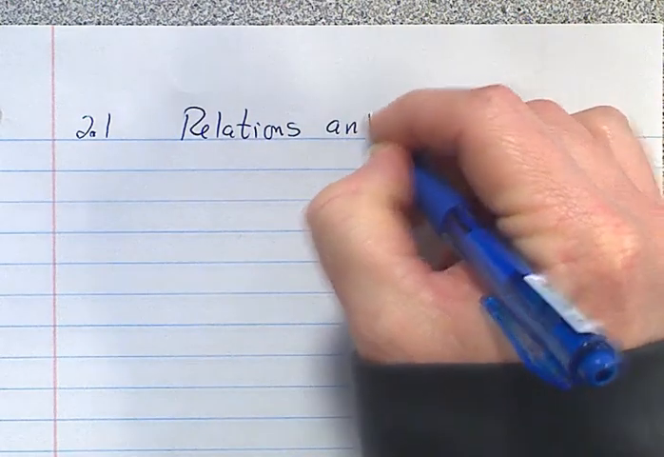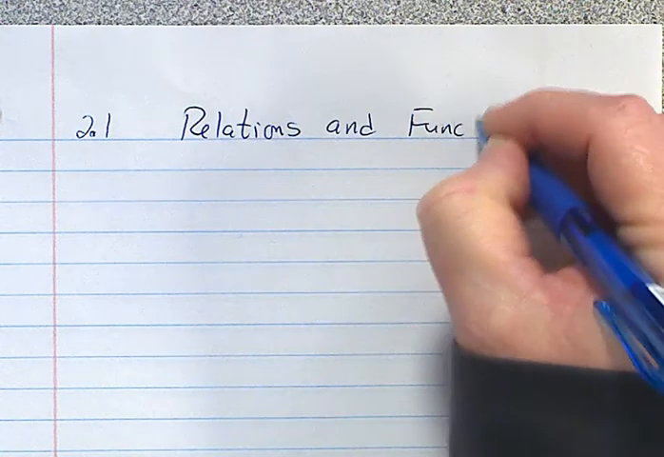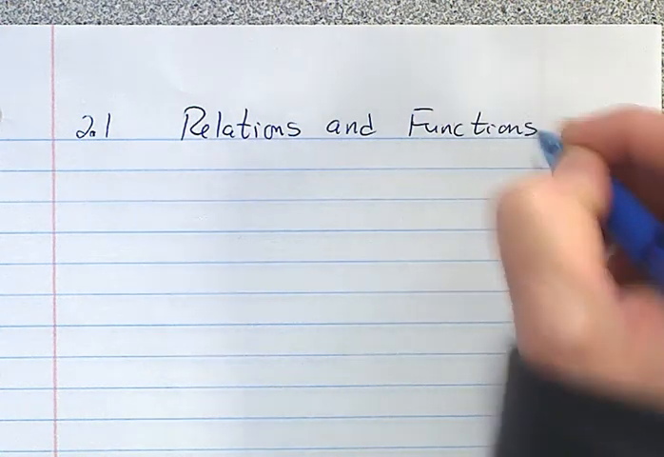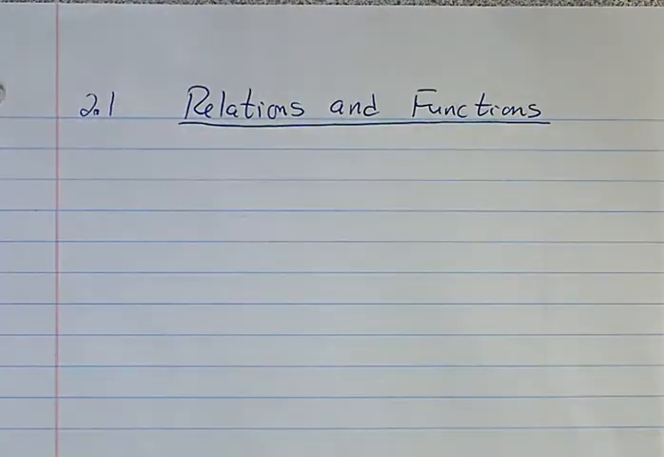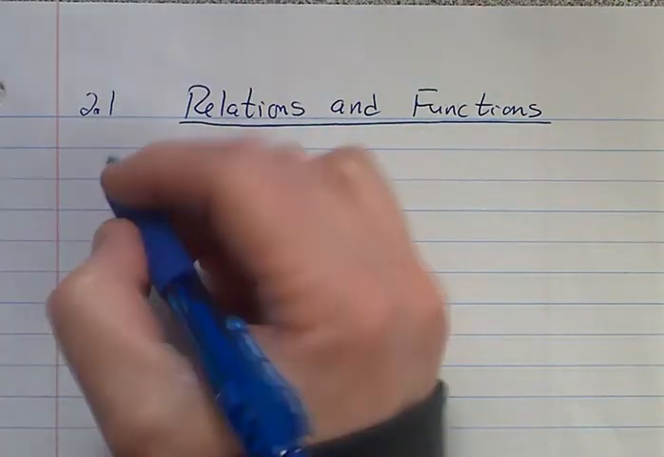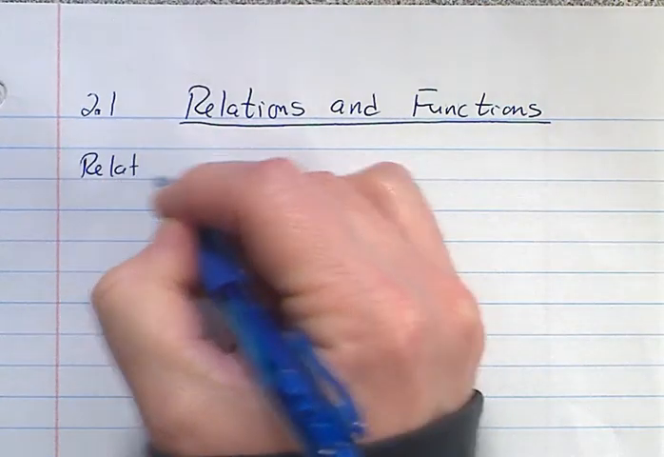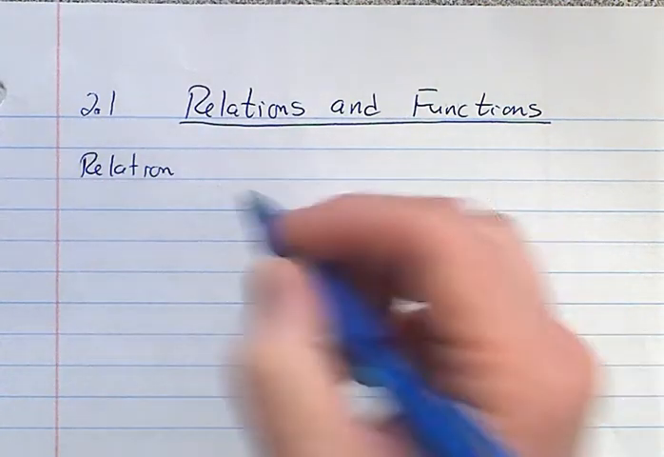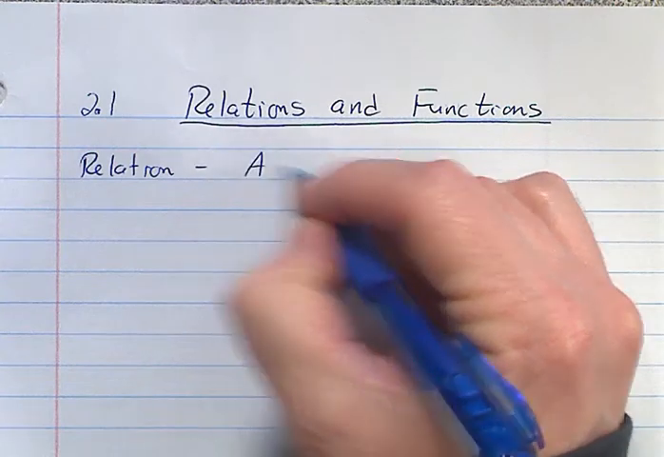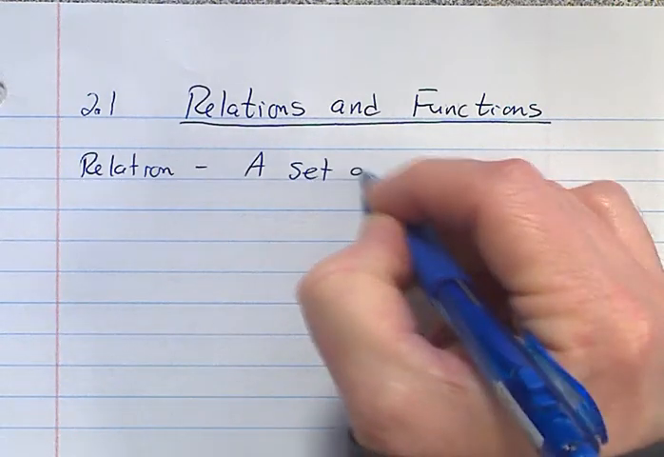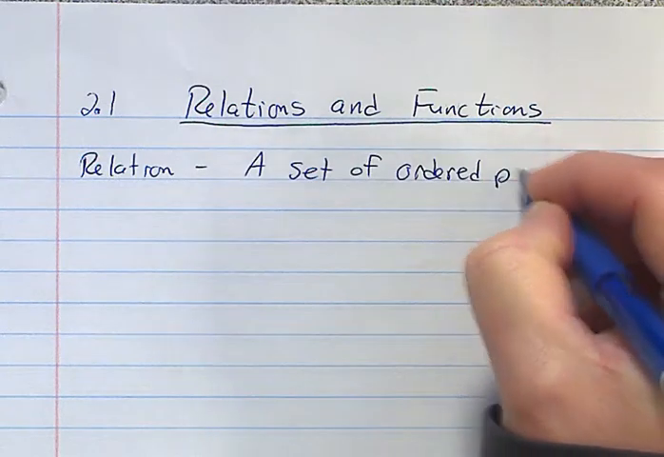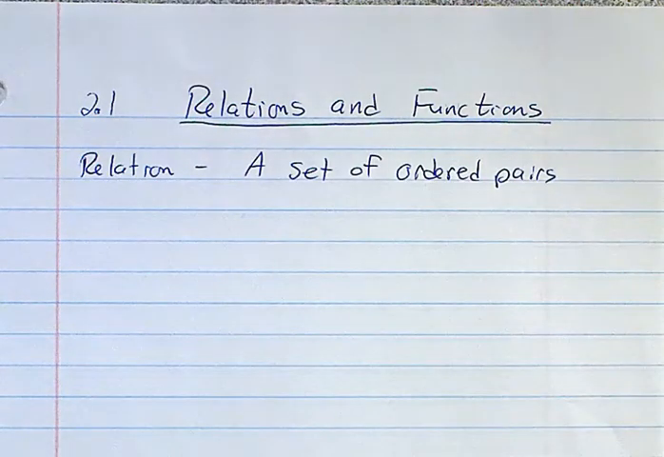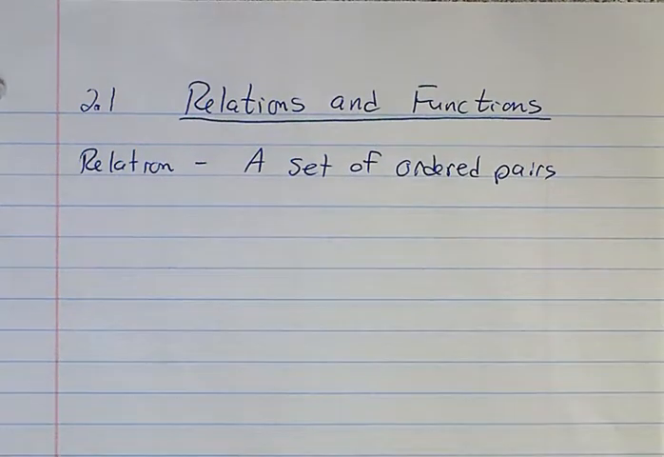This is relations and functions. And the very first thing you have is what a relation is. All that is, a relation is just a set of ordered pairs. Just a group. This is 3 or 4 or 5 ordered pairs all put together. So it's just a big group of numbers.